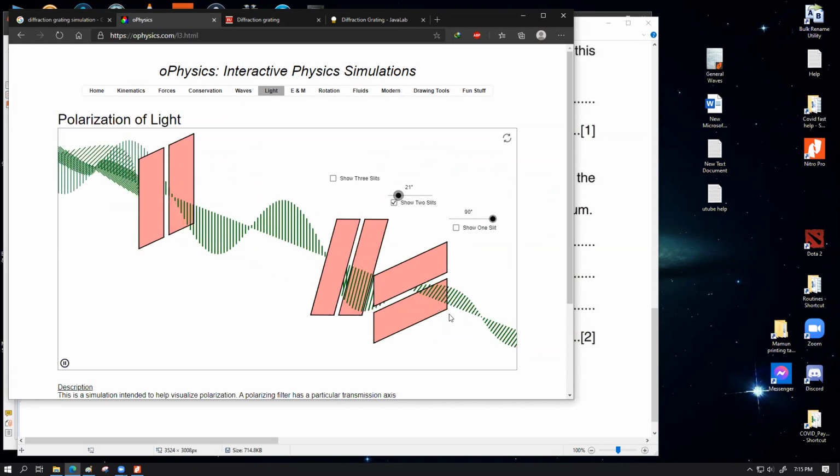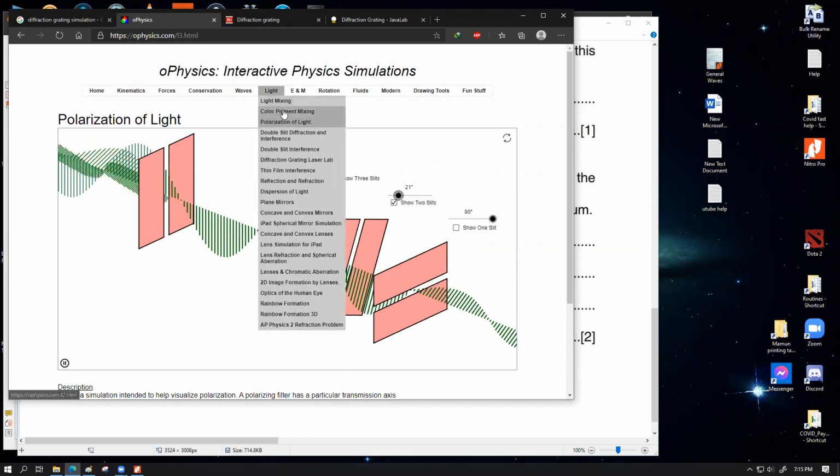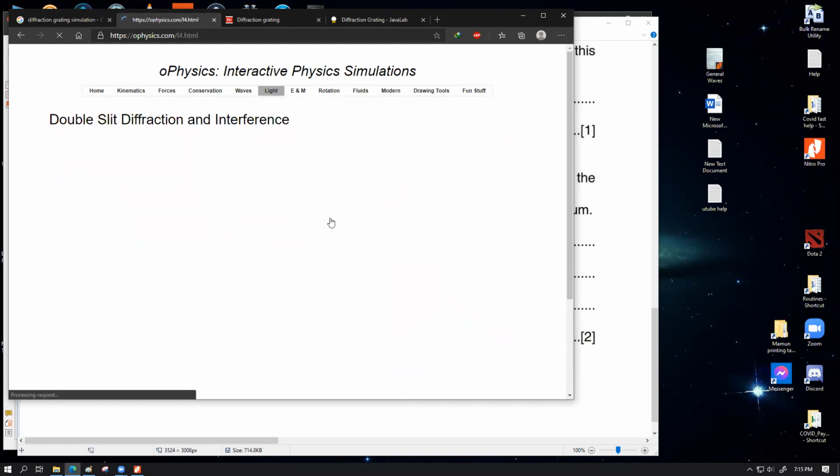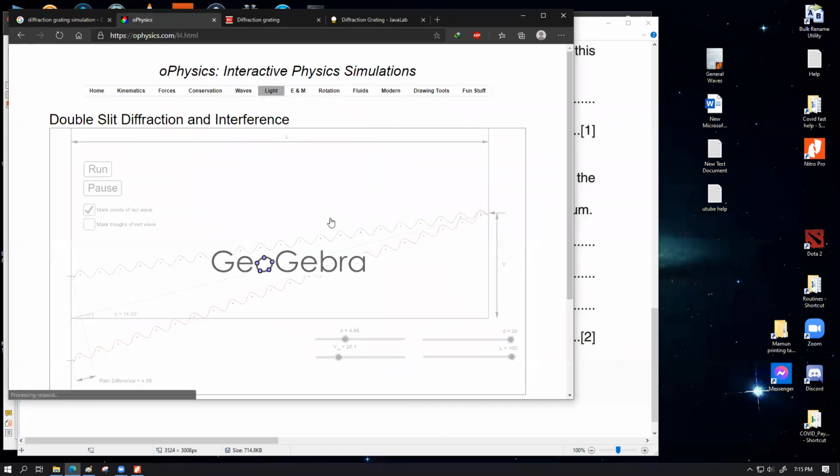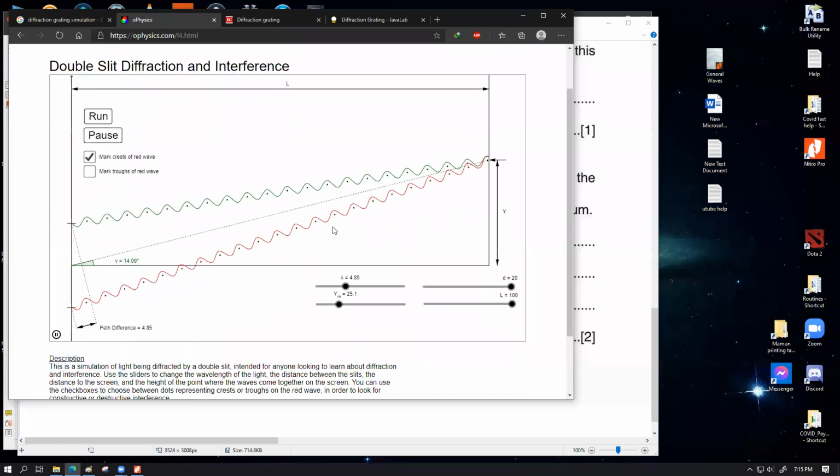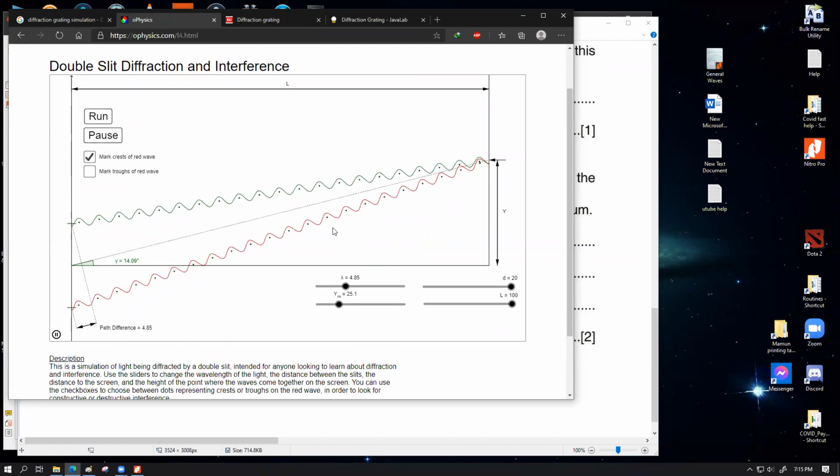Waves are losing their amplitude as they are going through different double slit interference. Oh, wow. This is beautiful. Holy crap.